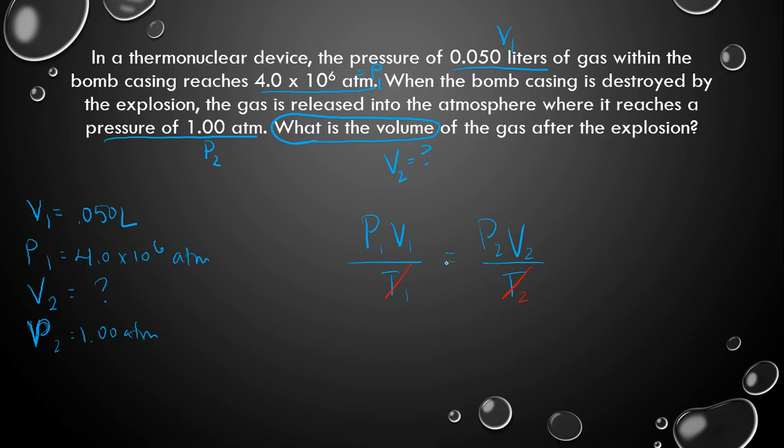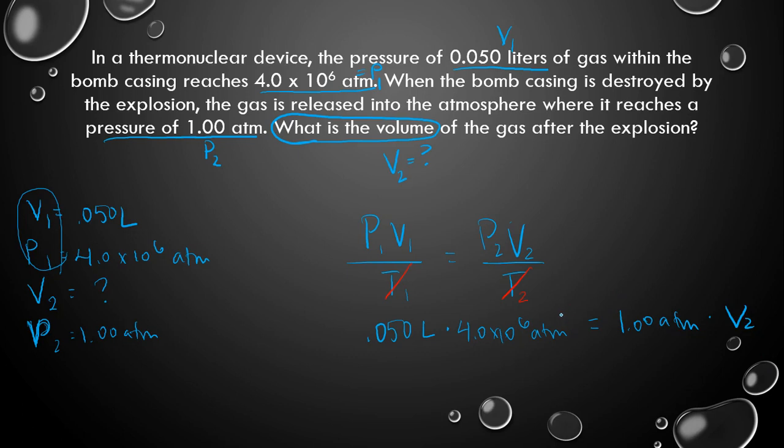So now we're going to plug in our numbers where they go. And this is where a lot of students will mess it up. If you don't put the two things that were ones together, like right here, then you'll mess this up. You're going to have 0.050 liters times 4.0 times 10 to the 6 atmospheres, and then that is going to equal 1 atmosphere times V2. You don't have to put the 2 on there. That is entirely up to you.